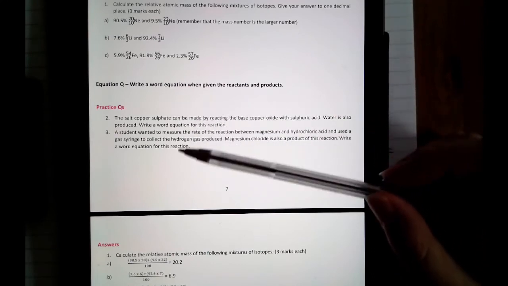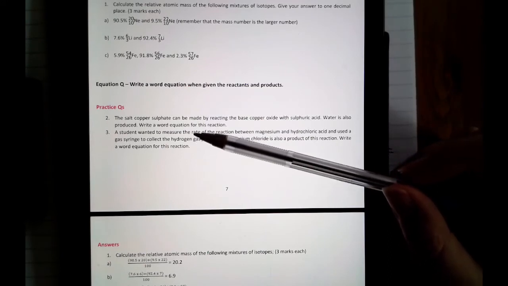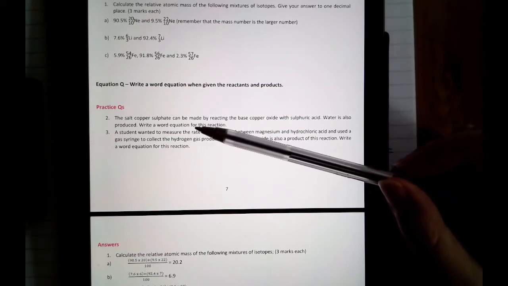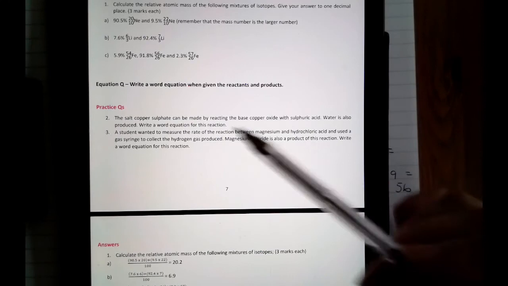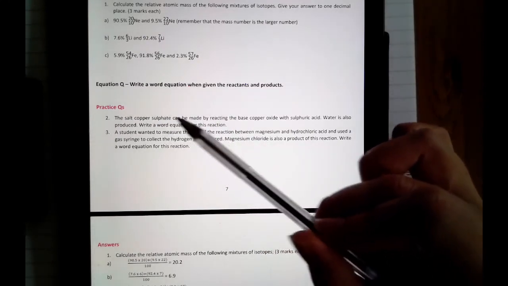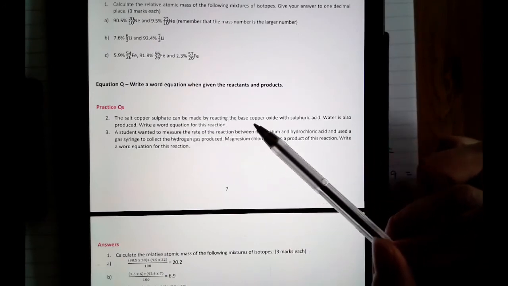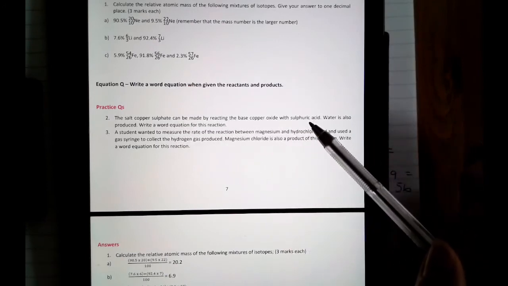In the 2 examples I've given you, you're given everything that you need. You just need to be able to read it and decide what goes on the left of the arrow, what goes on the right. It says the salt copper sulfate can be made. Okay, if that's what you're making, that's your product, that's going to go on the right hand side of your arrow by reacting the base copper oxide with sulfuric acid.